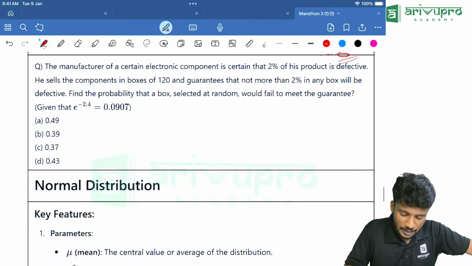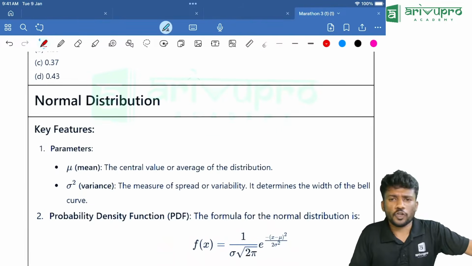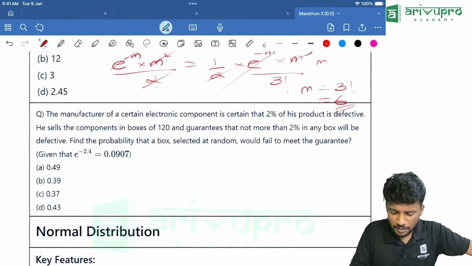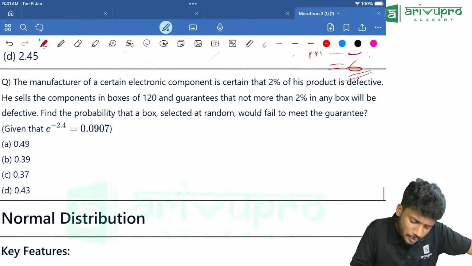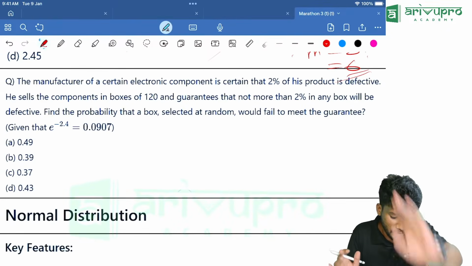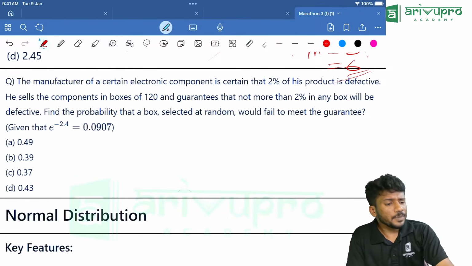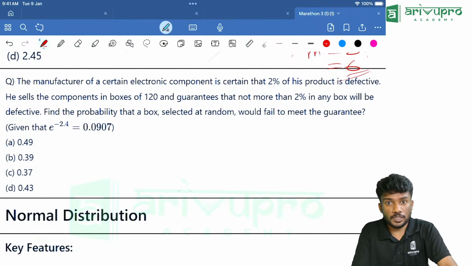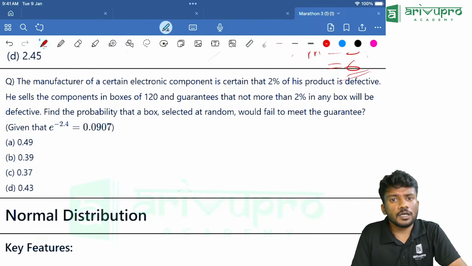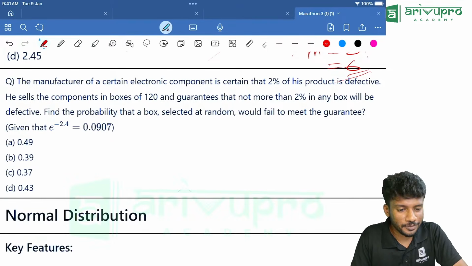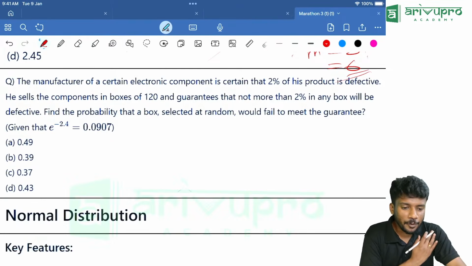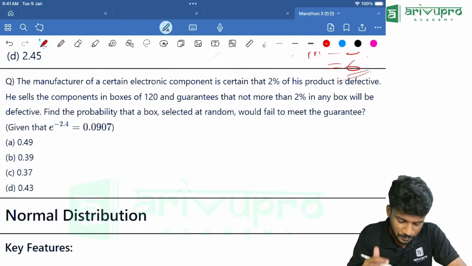Yes, I will come back to this after discussing normal distribution. It's a very easy question, or I'll just do it now. Okay, anything is fine. Now it is a theory based or word based question based on the theoretical distribution, Poisson distribution. Yes, perfect. Now look here.